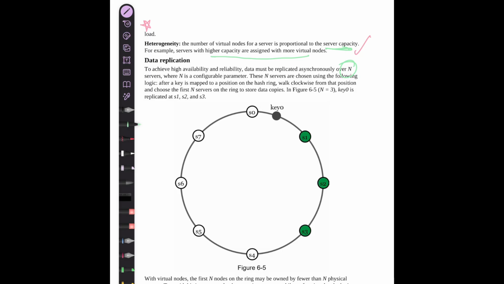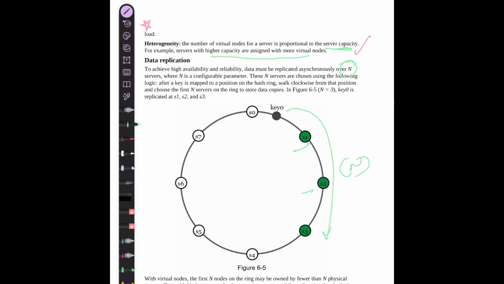And how do you choose these n servers exactly? When we discussed that a key is assigned to the server which is clockwise next to it, we assign this key to all the n servers that are clockwise next to it. For example, if my replication algorithm is that I'll be replicating on 3 nodes, how do I choose these 3 nodes? I move clockwise from this key 0, and whatever nodes I encounter first, the first n nodes, I choose to replicate the data there.